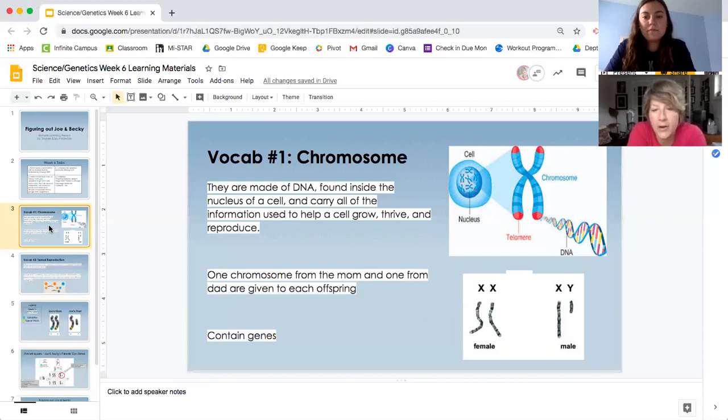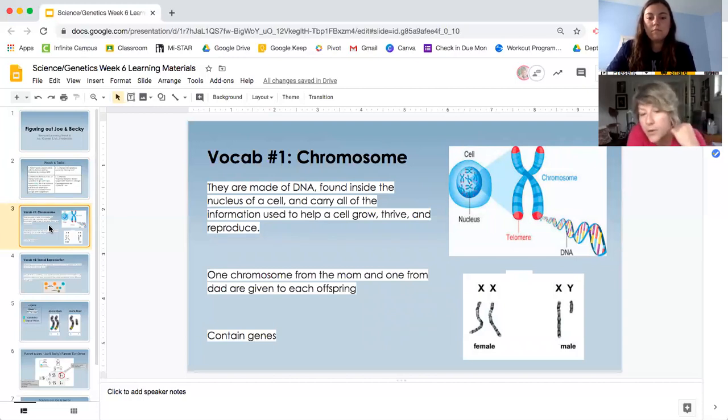Okay, so the first vocabulary word is chromosome. You can see in the picture there's a funny little X-shaped diagram there for you. Chromosomes are made of DNA, deoxyribonucleic acid. They are found inside the center of every cell in your body, and they carry all the information to make you who you are. And you receive one from your mom and one from your dad.